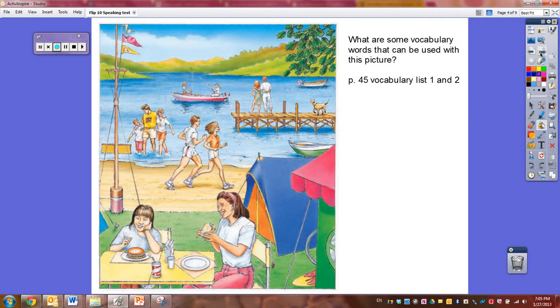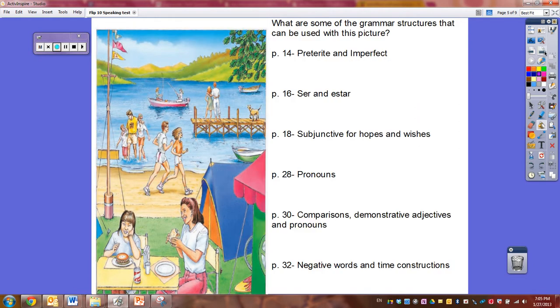Words like acampar, pasear, caminar con el perro from Spanish 2 could be used. Lots of pictures, lots of words from the book located on page 45. Then I talked about the various grammar structures that could be used to describe this same picture.